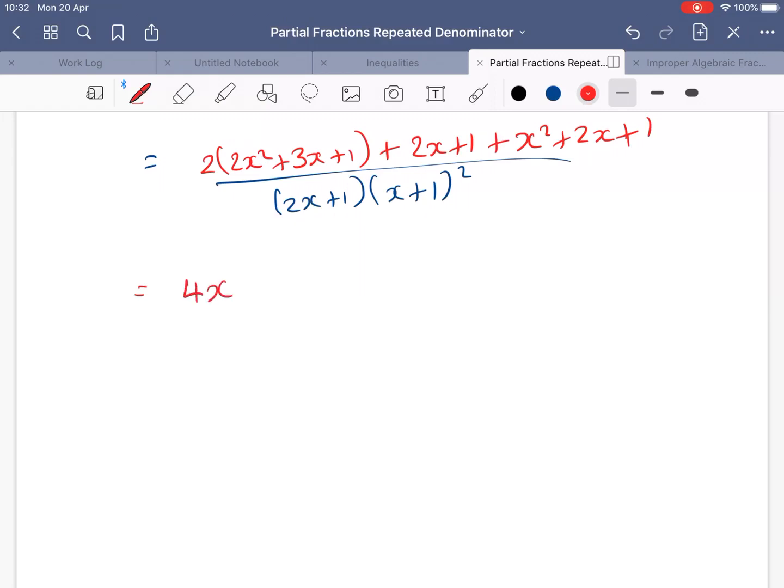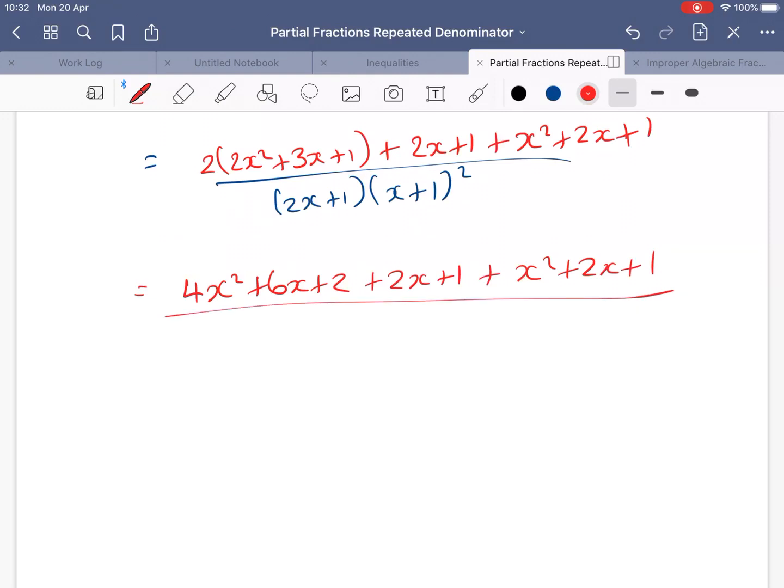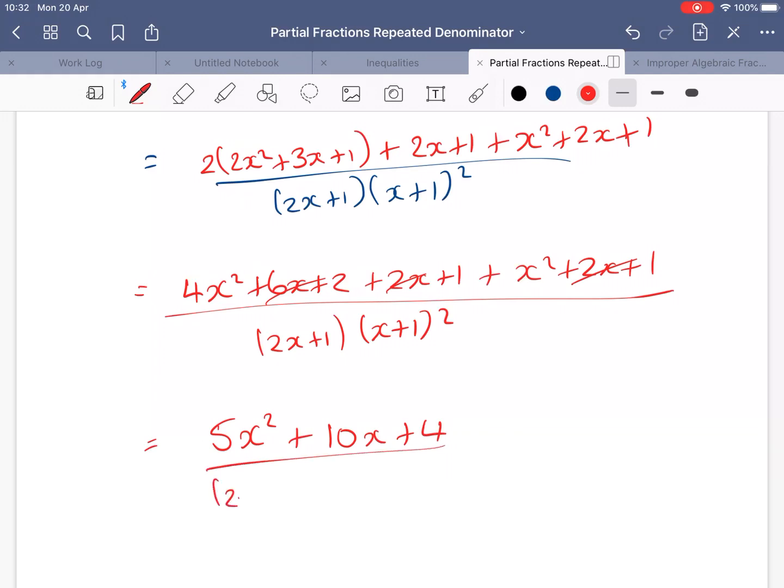I'm going to have 4x squared plus 6x plus 2, plus 2x plus 1, plus x squared plus 2x plus 1, all over 2x plus 1 times x plus 1 squared. And when we tidy all that up, we get 5x squared plus 10x plus 4 all over 2x plus 1 times x plus 1 squared.